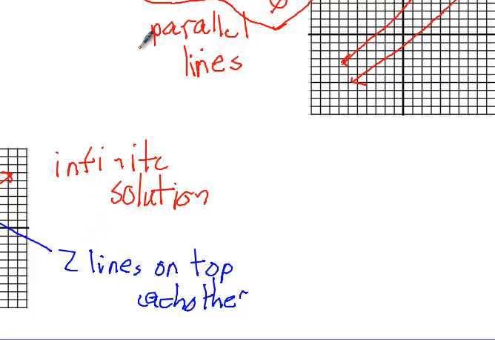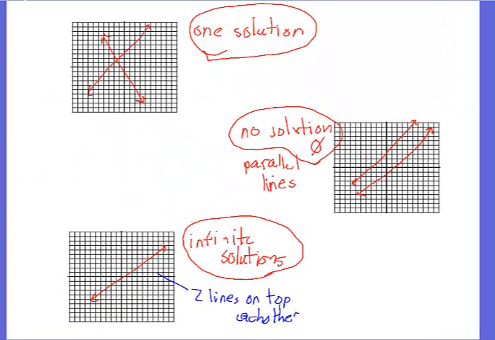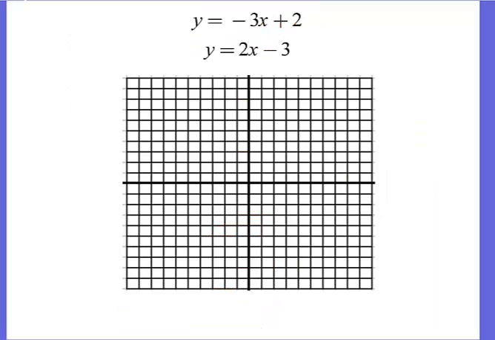So these are our three types of answer we can get. We can get one solution, no solution, or infinite solutions. A system of equations, these are the only three types of solutions we can get: one, none, or infinite. We're going to look through some of the other examples to basically see what's going to happen. So we have two equations here: y equals negative 3x plus 2, and y equals 2x minus 3. We're going to graph these on the graph, and we're going to find their intersection.